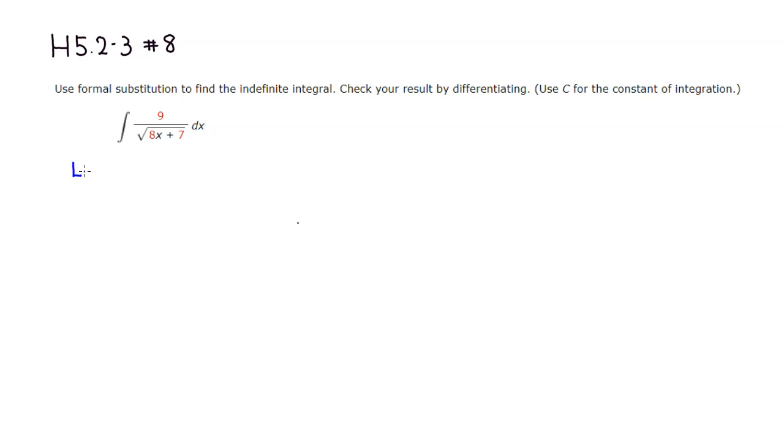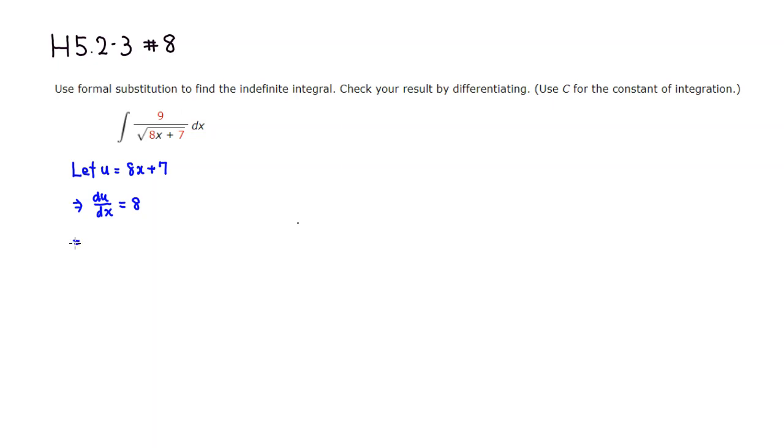So I'm going to let u be 8x plus 7. Then we can just do the usual drill. Take the derivative of u with respect to x. We get 8.